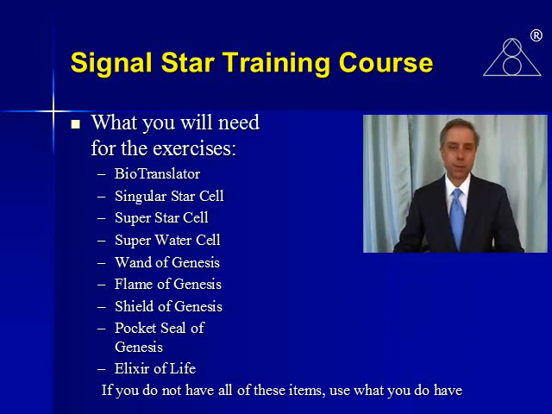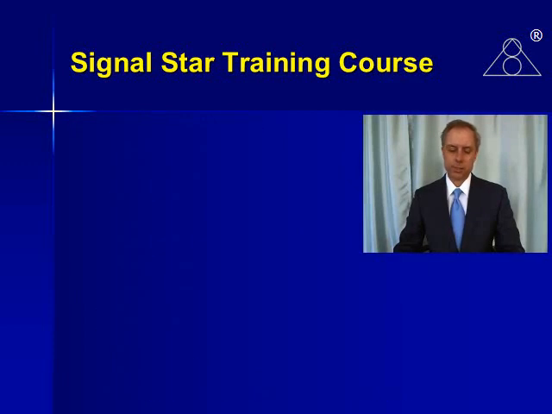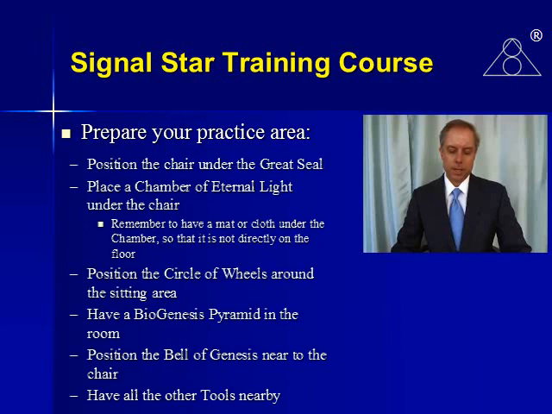Now, setting up these tools, you can see the list off to the right of me here. You will position the chair underneath the great seal, if you have a great seal. The table will be right in front of the chair. Place your chamber of eternal light underneath the chair. Now remember, the chamber doesn't go directly on the floor. You place it on a mat or a cloth so that it's not touching the floor directly. The top part of the chamber faces forward under the chair, which means it faces towards your ankles.